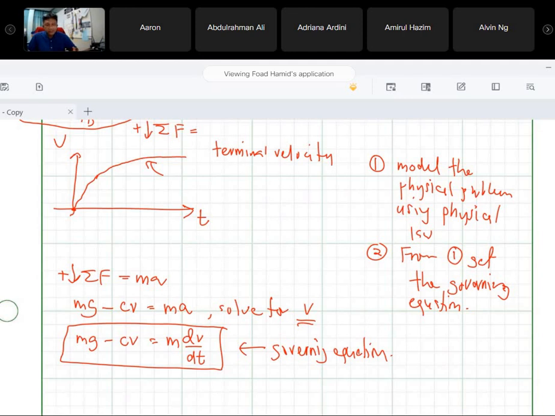Okay, can we solve this using algebra? We know what is M, we know what is G, we know what is C, and the problem is we do not know what is V, so we need to solve for V. Okay, remember this is what we want, solve for V.